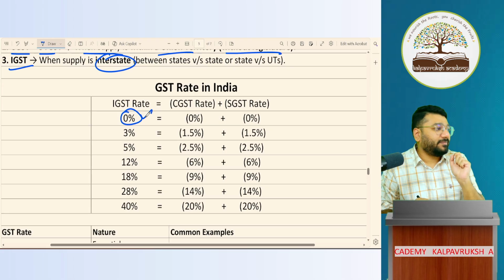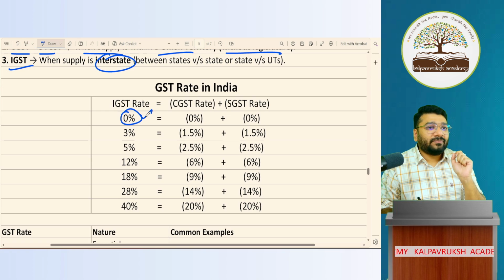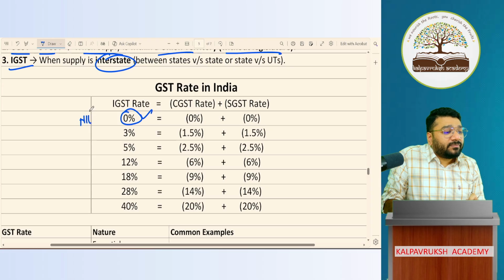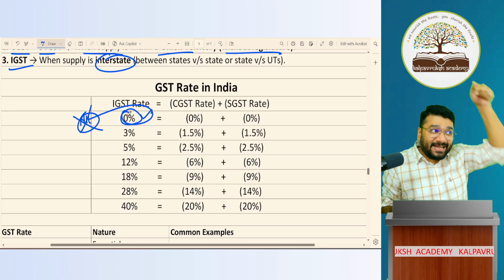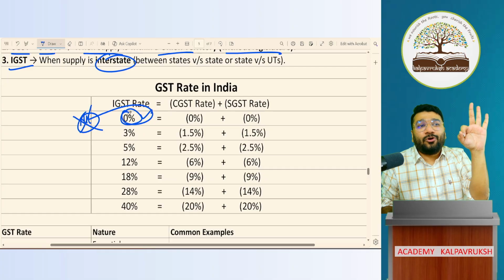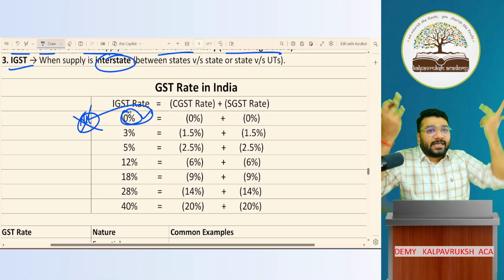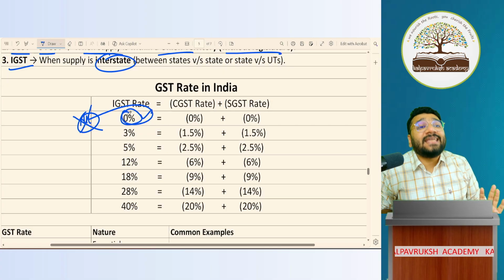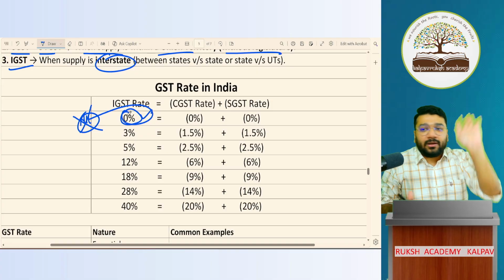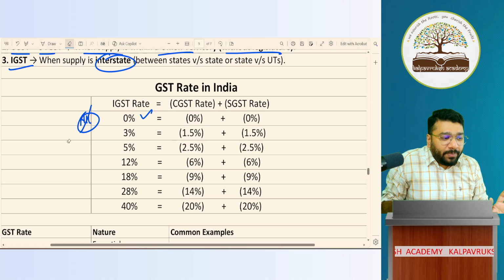There is a logic behind that. They could have said nil GST also. Nil and 0% are different. Means what? On this product a GST rate is there, but as of now it is 0%. Nil means GST not applicable. The difference is there between these two. You will understand in the CA Intermediate level. At the foundation level, not required. But yes, 0% is one rate.